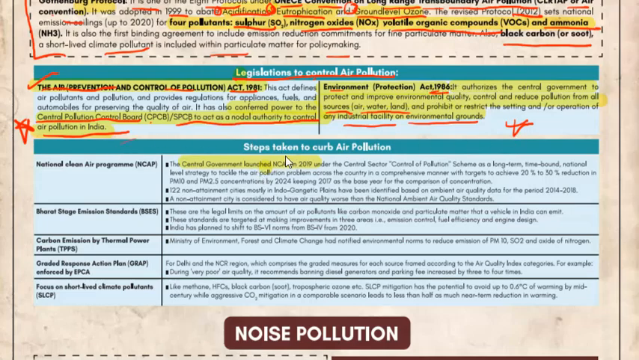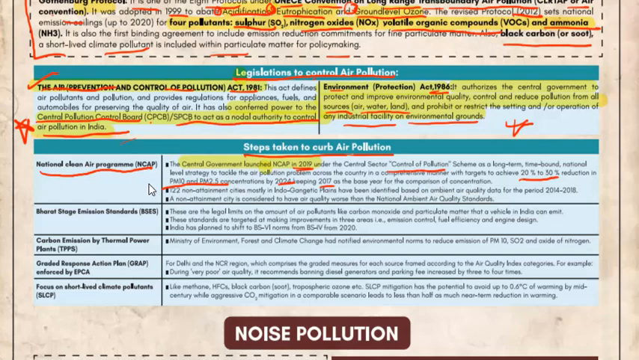Coming to the next, the steps taken to curb air pollution. The first is the National Clean Air Program. The central government launched the National Clean Air Program in 2019 under the Central Sector Control of Pollution Scheme, as a long-term, time-bound, national-level strategy to tackle the air pollution problem across the country in a comprehensive manner, with the target to achieve a 20 to 30% reduction in PM10 and PM2.5 concentration by 2024, keeping 2017 as the base year for comparison of concentration.